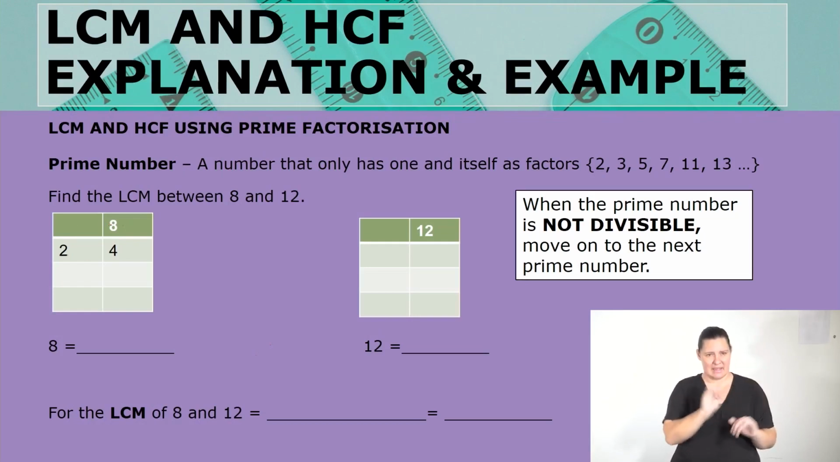So I have 8 there, and I am going to divide the 8 by 2. Now I'm dividing by 2 because that's the first prime number. So I'm going to divide by 2, and the answer there is 4.